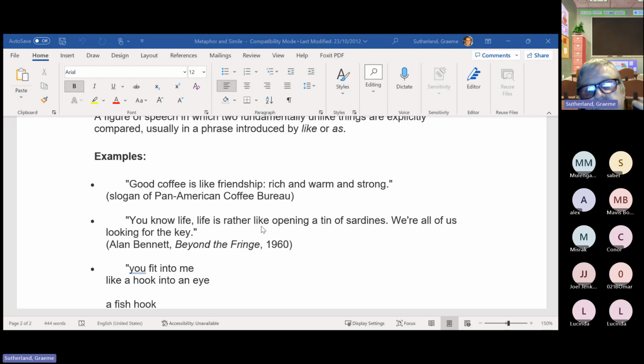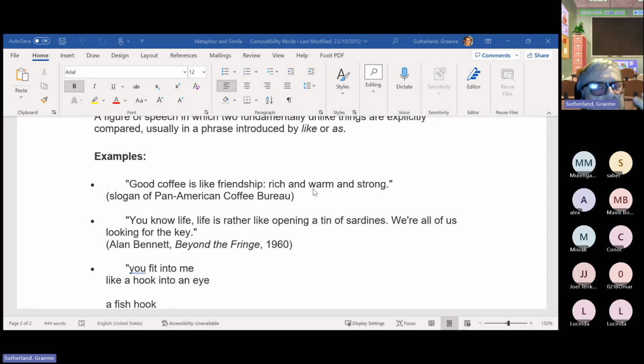But because the comparison is silly, life and opening a tin of sardines, it's actually a joke. There's an element here of humor, because of the difference between the idea of the profundity of knowing the spiritual side of life and opening a tin of food like that, especially sardines, because they're smelly and most people can take them or leave them.